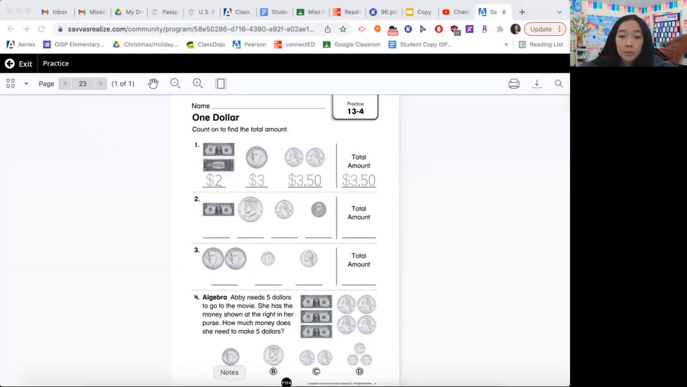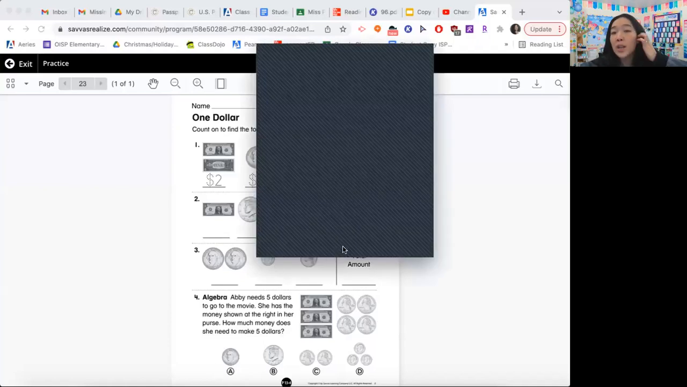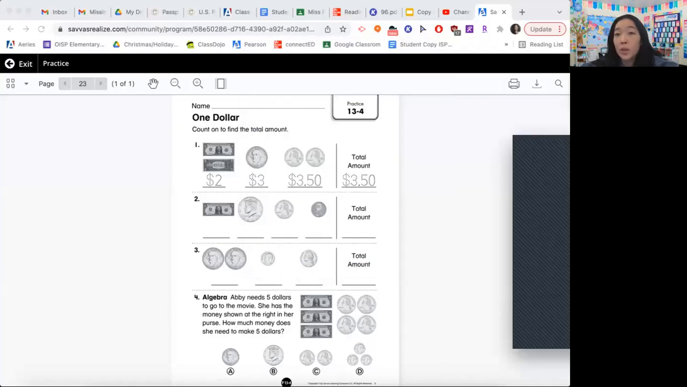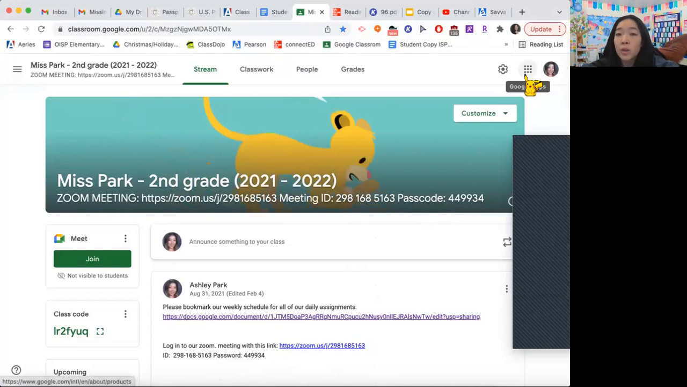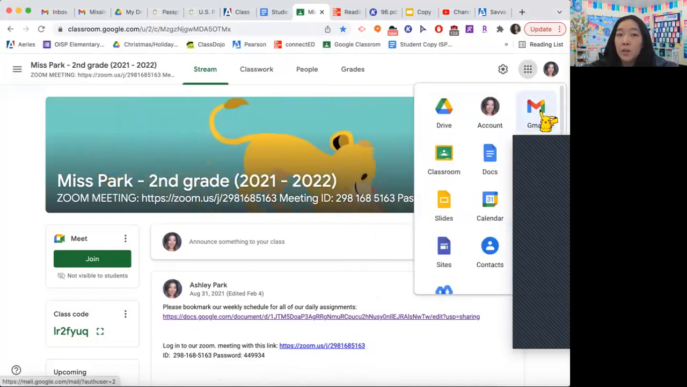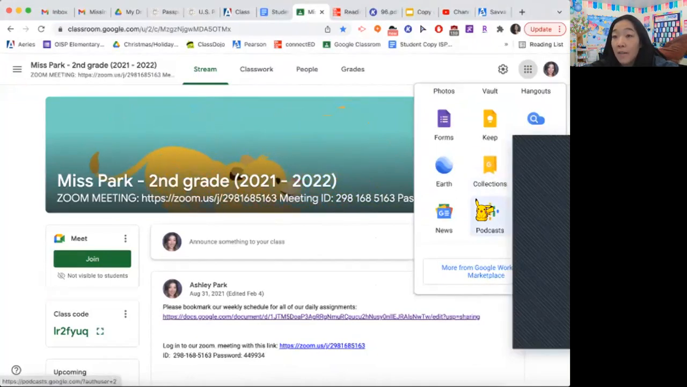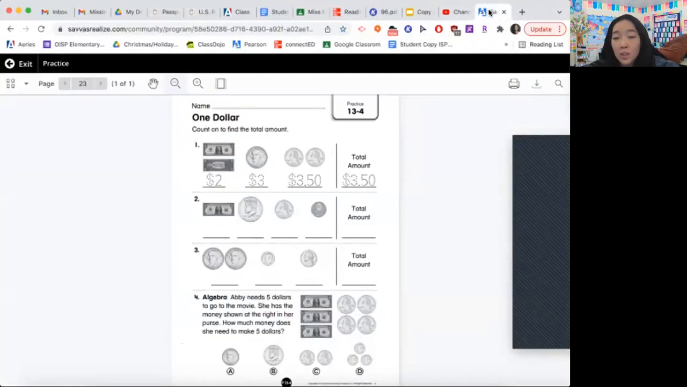Okay, if you aren't able to see my screen when you're in breakout rooms, then you need to open it up. You guys all know how to get to Savvas. You go to Google Classroom, click on the waffle, click on Gmail. Once you get to your Gmail account, click on the waffle again, scroll down and get to Savvas EasyBridge. It's the same place you go when you take your math and your social studies tests.